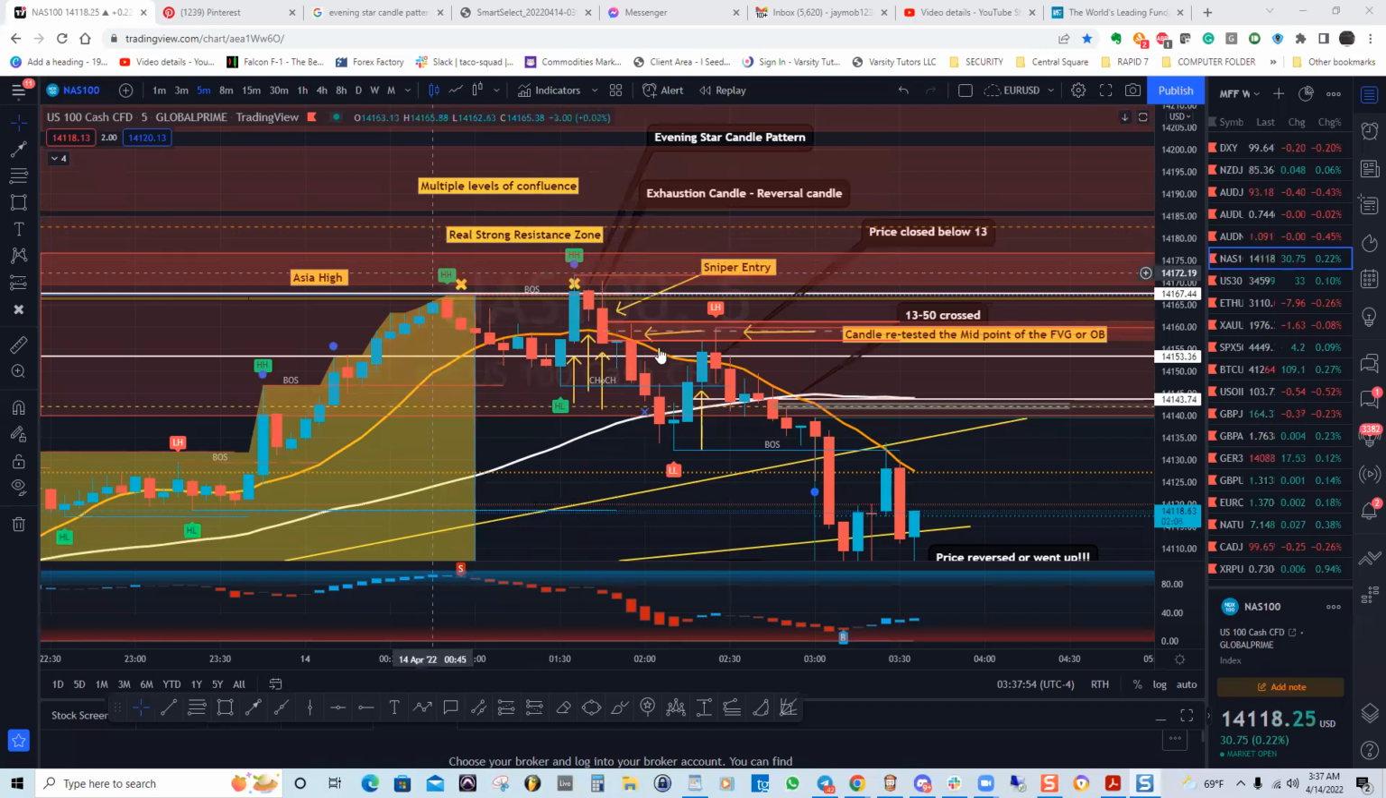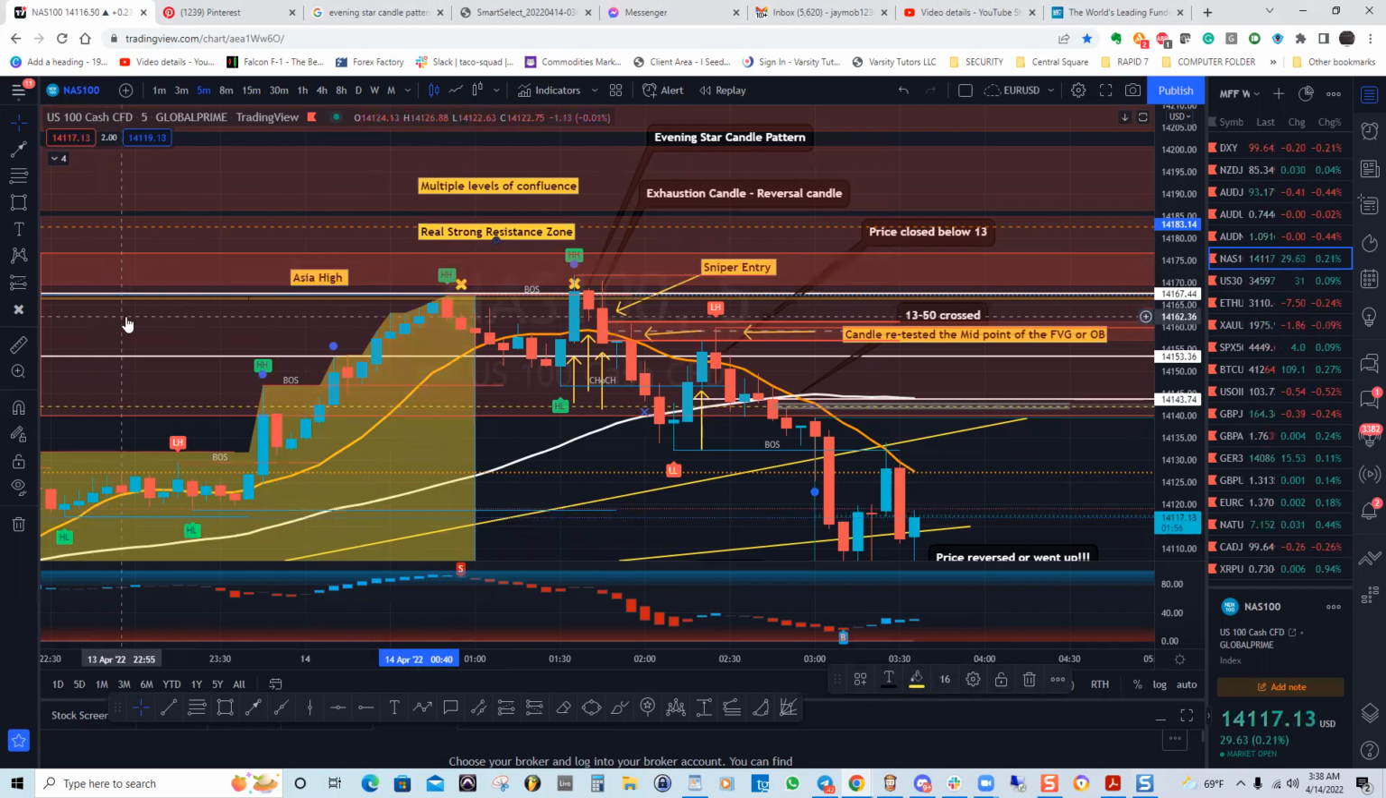This is a strong reversal zone right here. I'm gonna put it in here. Real strong resistance zone. And I got an agent high up here. This is beautiful. I can't break this down no more than what I broke this down for. So that's how it went down.